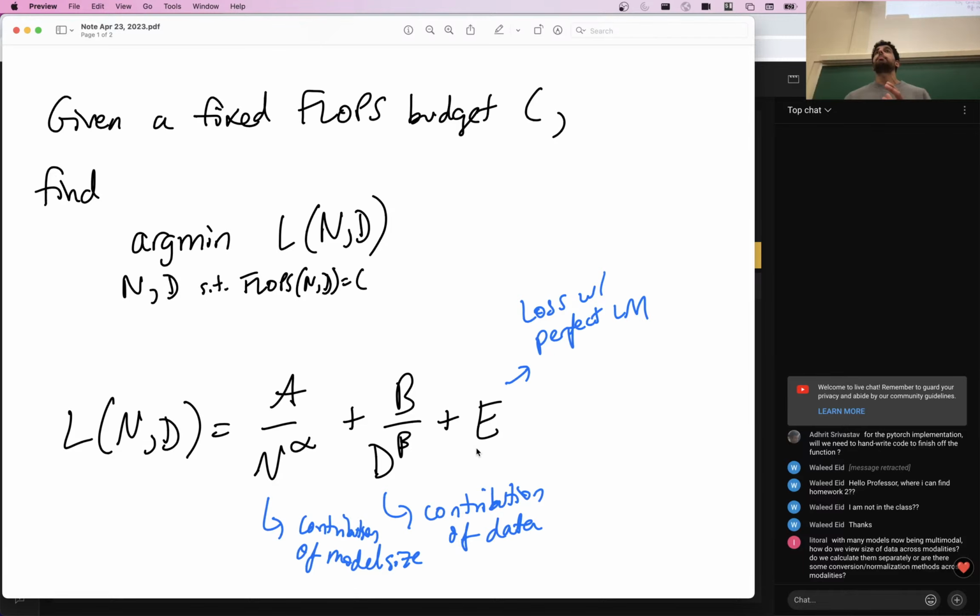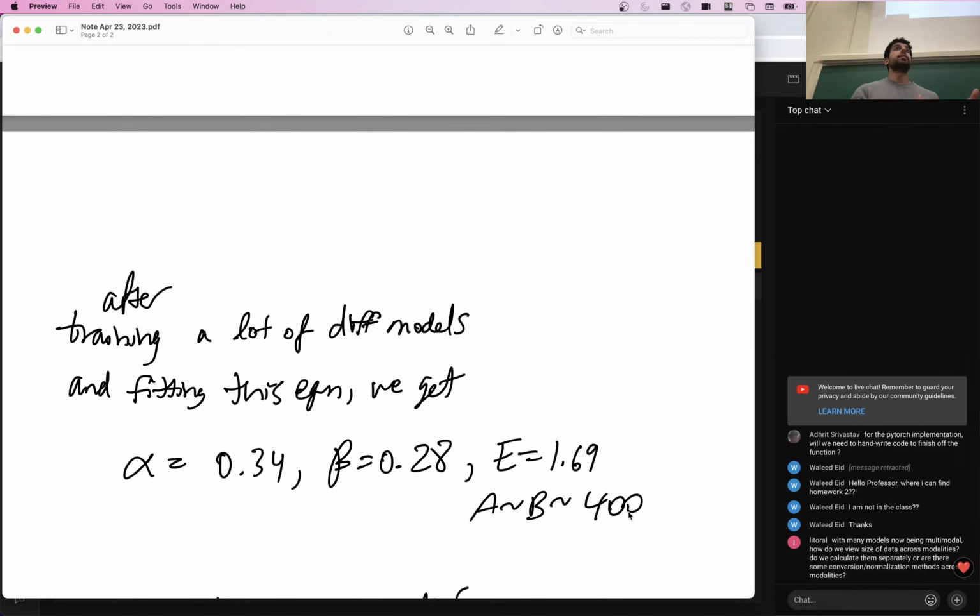So this is the equation with these values that they use to extrapolate to the Chinchilla model that they got, with 70 billion parameters and 1.4 trillion tokens. That is what this equation tells them will achieve the minimum loss with their flops budget.